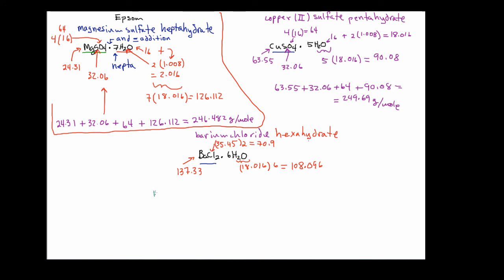So again, now all we need to do is add these up. So for the barium, it'll be 137.33. The chlorides total 70.9. The water totals 108.096. And the total is going to be 316.326 grams per mole. And with that, I'm going to go ahead and close the video.